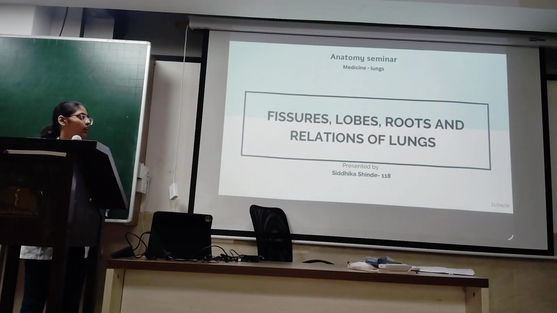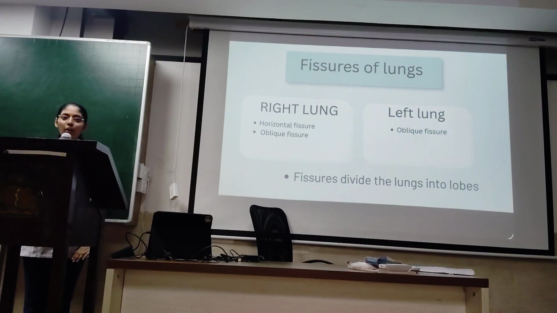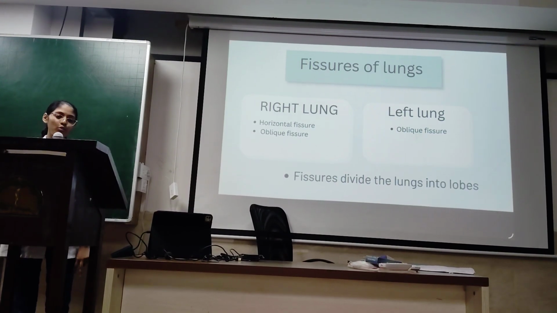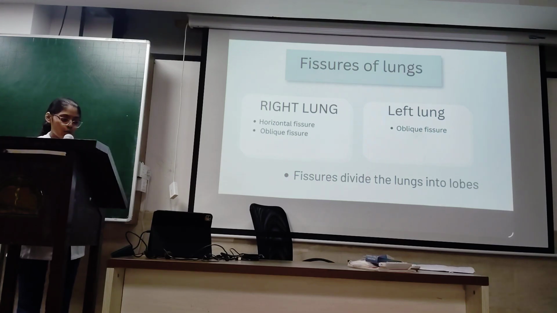So my topic is the fissures, lobes, roots and relations of the lungs. Now the fissures of the lung, as we have 2 lungs, right lung and the left lung. So the right lung has 2 fissures, that is one horizontal fissure and one oblique fissure. And the left lung has only one fissure, that is the oblique fissure. These fissures divide the lungs into different lobes.